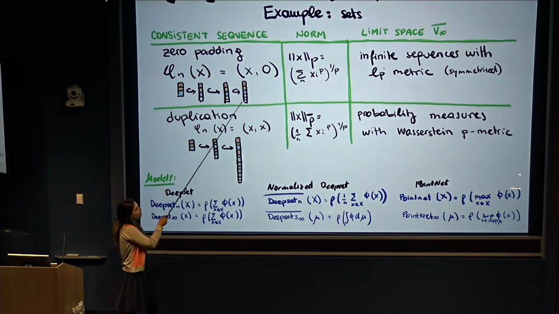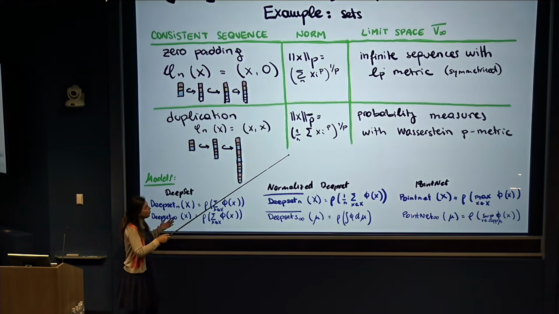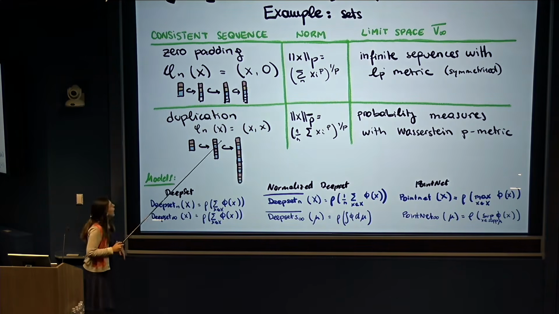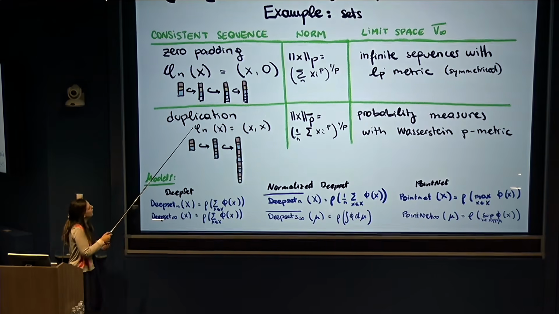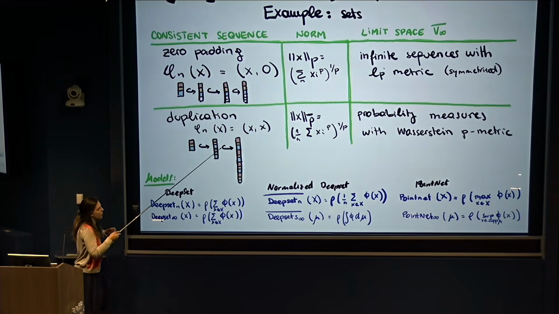For that one, if you look at the limit space, you get infinite sequences with finitely many non-zeros, and then you can complete them. Or you can design another way of growing your sets, which is duplicating. If I have this set with these three things, then I can see it inside a multiset that copies the set twice, and then 4 times, and so on. That gives you a way of growing your sets.